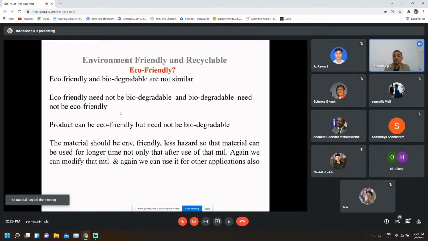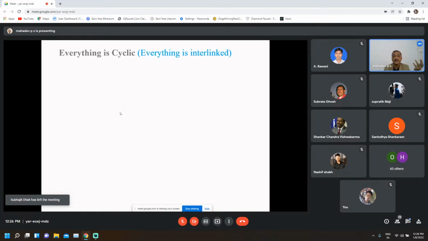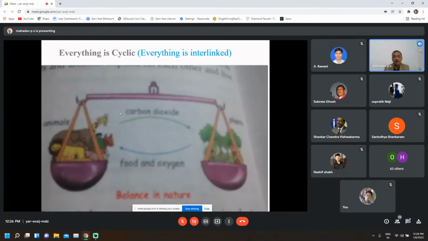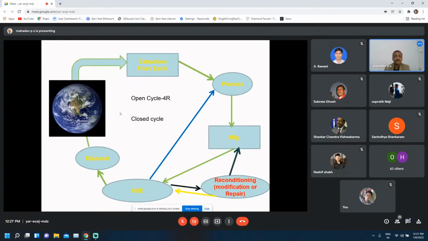So that means the material should be environmentally friendly, eco-friendly, less hazardous, so that the material can be used again and again, reused. So everything is cyclic. Everything is interlinked. Take the example of nature. We all, human beings and animals, give out carbon dioxide. The plants take in this carbon dioxide and give out food and oxygen, which is necessary for life. So balance in nature is created because of this process.